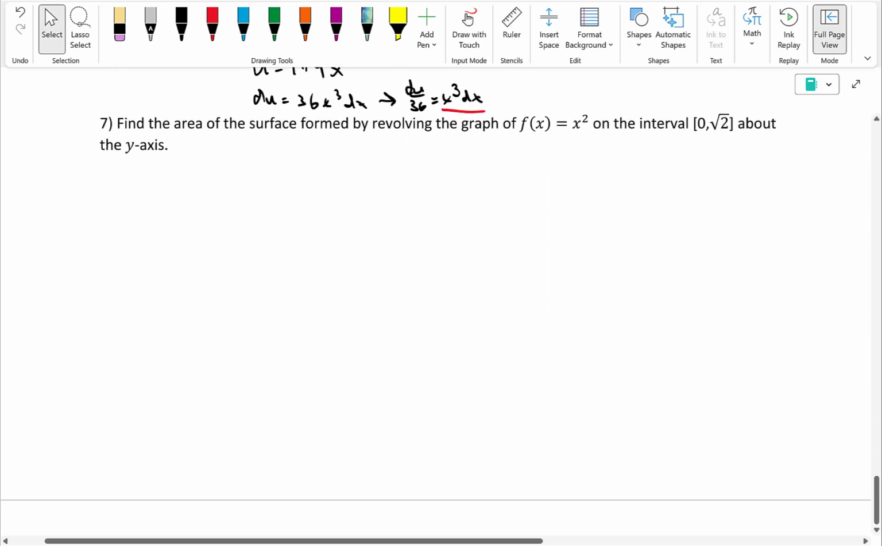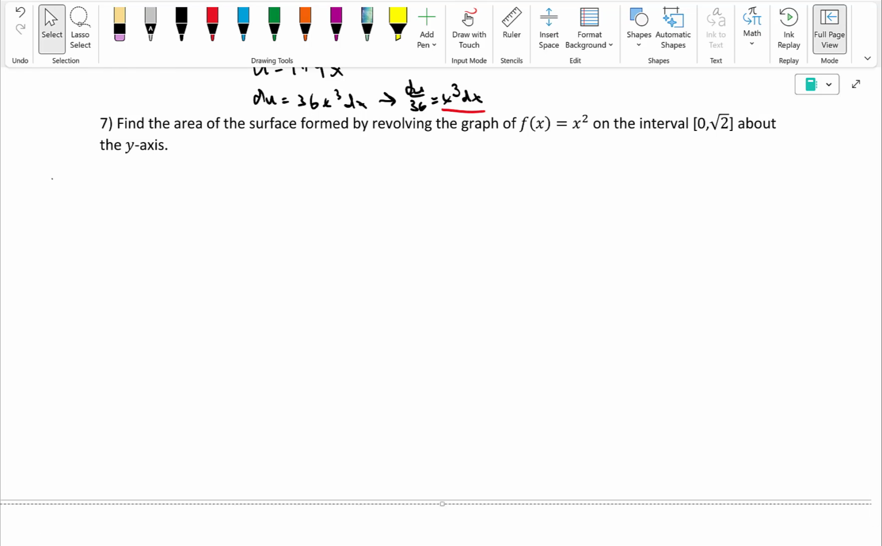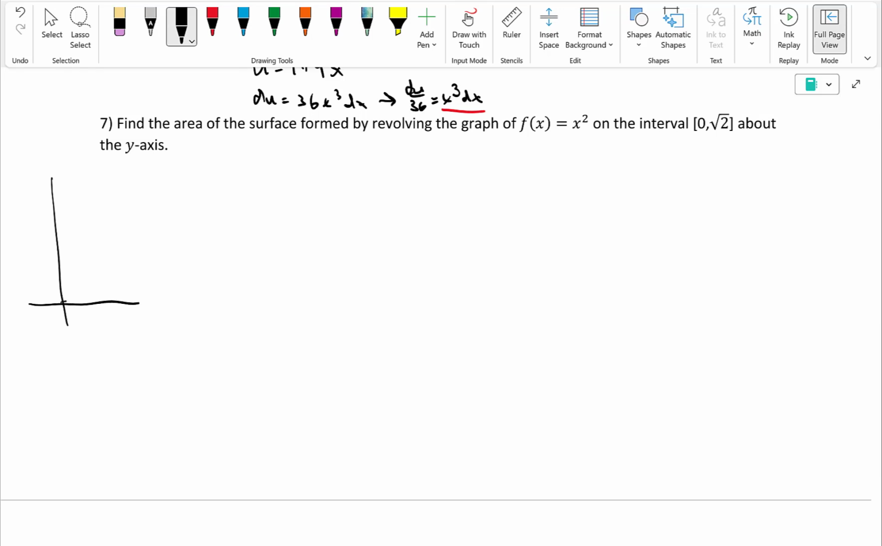We want to find the area of the surface formed by revolving the graph of f of x equals x squared on the interval 0 to root 2 about the y-axis. So there's our parabola and the piece we need, 0 to root 2. If we're rotating around the y-axis, you can see that our radius here is an x value. So our radius is just x. Our derivative, again, f prime of x, is going to be 2x.